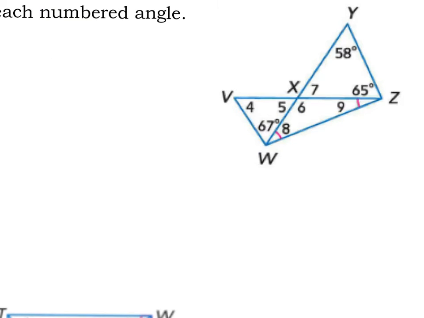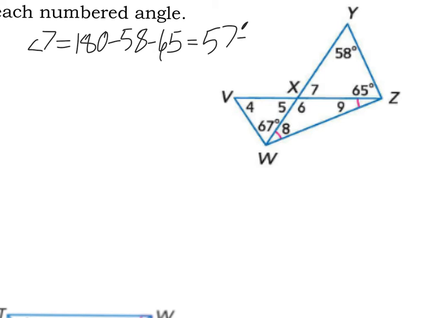So this next triangle has a bunch of triangles in one, right? So let's see here. What I like to do first is look: is there any triangle with two angles given? And angle 7, it has two angles that are given inside that triangle. So I'll do 180 minus 58 and 65. That's going to give me 57 degrees for angle 7.